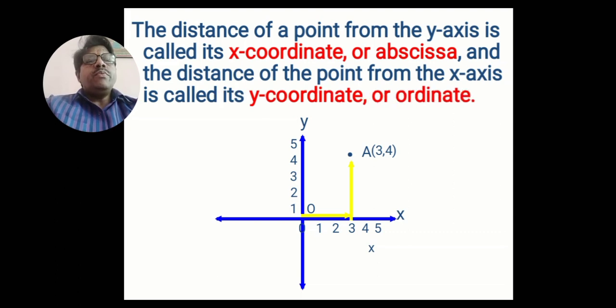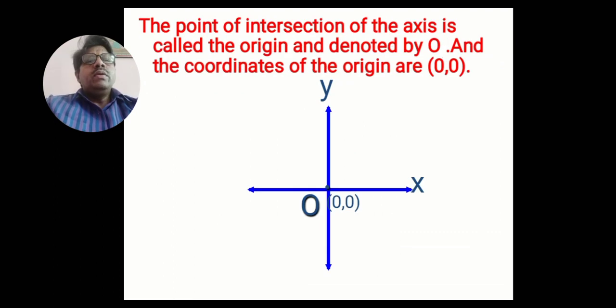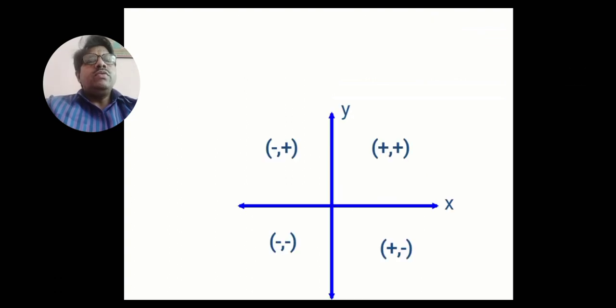The distance of a point from the y-axis is called its x-coordinate or abscissa, and the distance of a point from the x-axis is called its y-coordinate or ordinate. The point of intersection of the axes is called the origin and is denoted by O, and the coordinates of the origin are (0, 0).